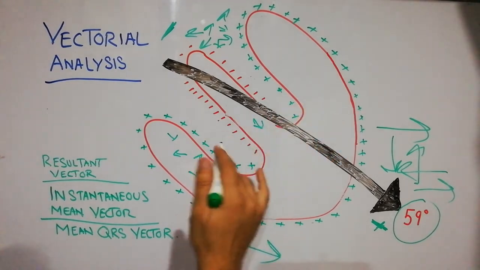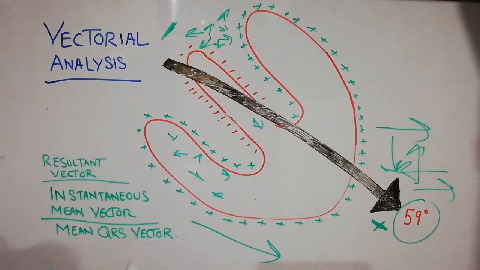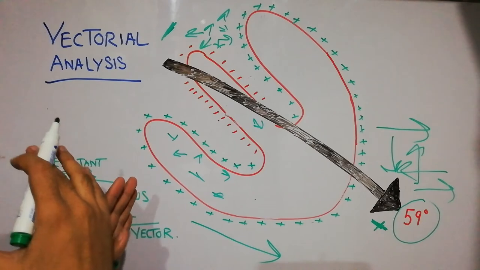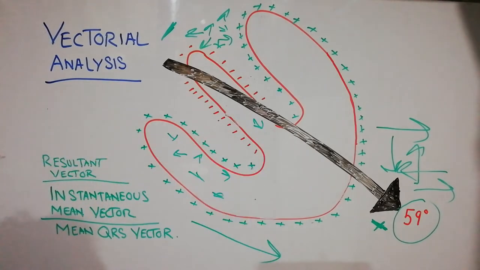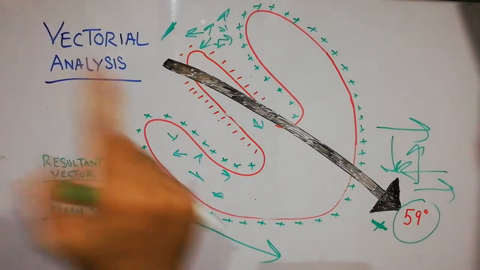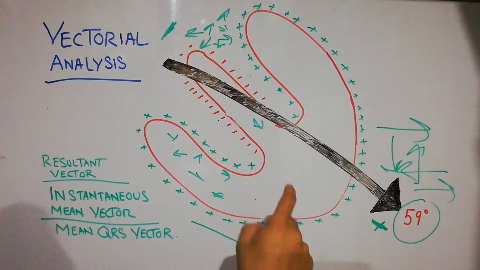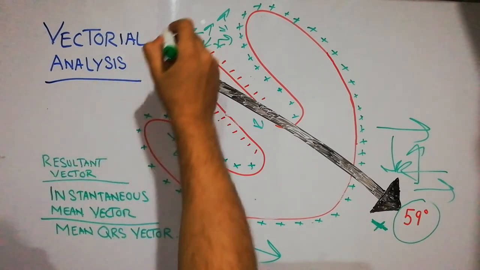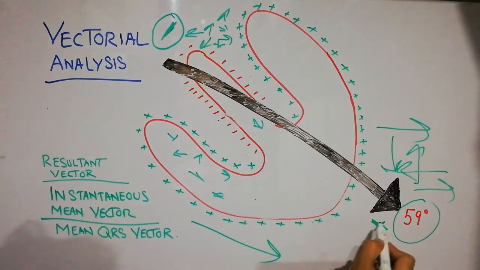It is obtained by the addition of all the small vectors which are formed due to the depolarization process. Because the depolarization process is spreading through all the heart muscle, small vectors are generated throughout the heart muscles. But when they are added up, they make the instantaneous mean vector. In a normal heart, in normal physiological conditions, this vector is known as the mean QRS vector, and it is present at a 59 degree angle with negative charge at the base and positive charge at the apex of the heart.